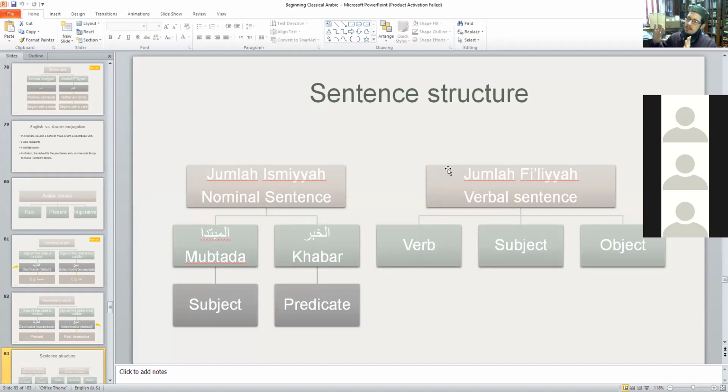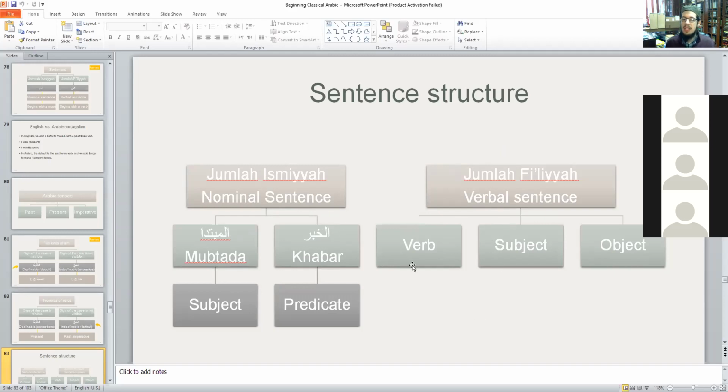Jumla fi'liya is in a completely different room. It's the kitchen. You don't expect to find a bed in the kitchen. You don't expect to find a dresser with your clothes hanging up in the kitchen. We expect different things from the kitchen. We expect to find a fridge. We expect to find some plates and some bowls. We expect to find a stove. So the parts that make up a verbal sentence, a jumla fi'liya, are entirely different than the parts that make up a nominal sentence. What are those parts?